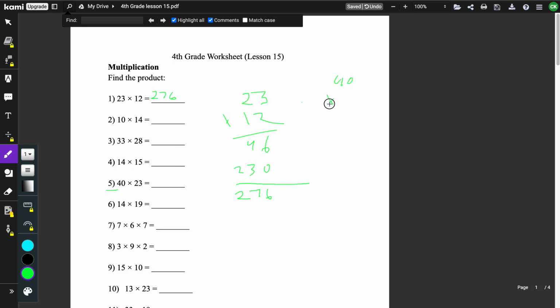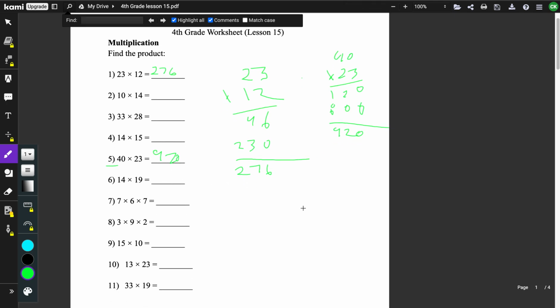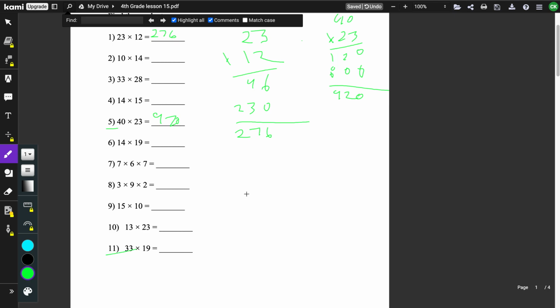40 times 23. 3 times 0, that's going to be 0. 3 times 4, that's 12. And then 2 times 0, that's 0, 0, and then 2 times 4, 8, so 800 plus 120, that's going to give you 920 for number 5. And then moving on, let's do number 11.